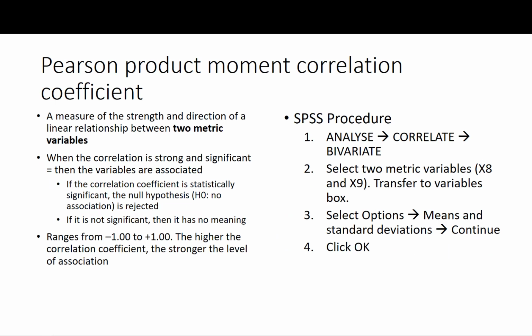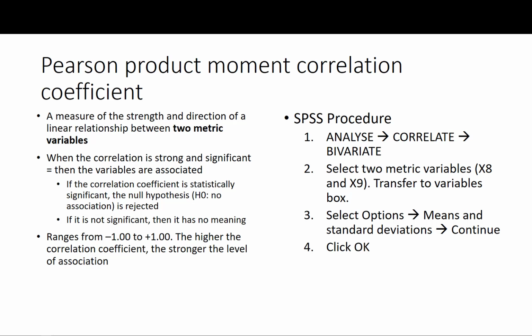So the Pearson test is a measure of the strength and direction of a linear relationship between two metric variables. That is the key here, in the fact that we're dealing with variables that are either on a Likert scale, or on a ratio scale, or some other kind of metric scale. When the correlation is strong and significant, then the variables are associated.